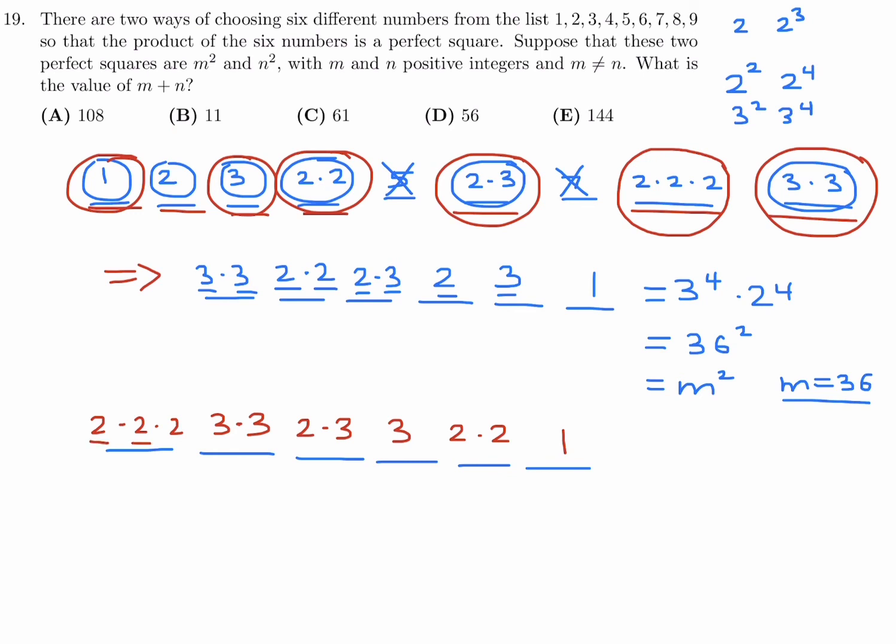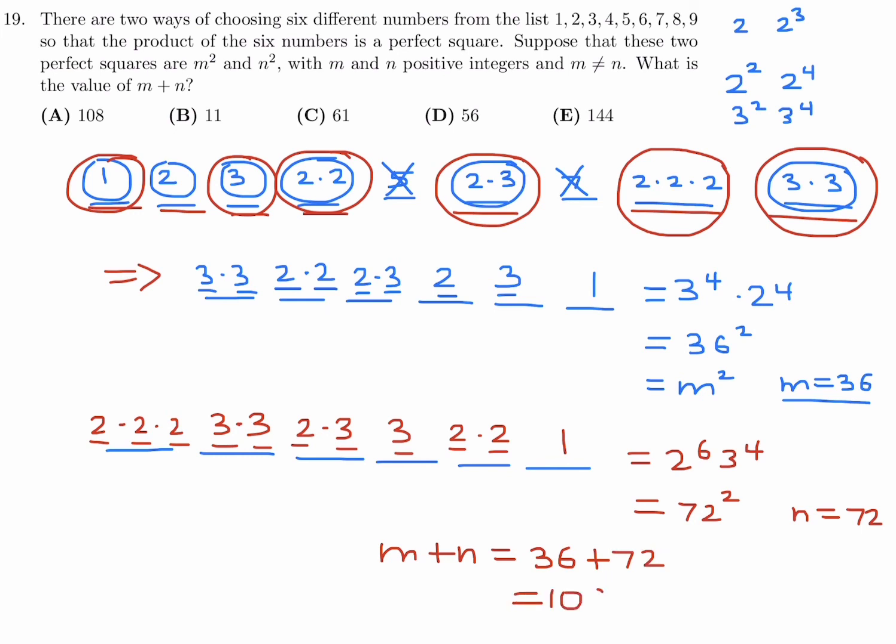Okay, so this is 2 to the power of 6, and 3 to the power of 4. Great. If you do the math, this is 72 squared. So therefore my n is 72. So there we go. I got an m, I got an n. Now I just have to add them. And when you do, you get 108. So number 19, the answer is A.